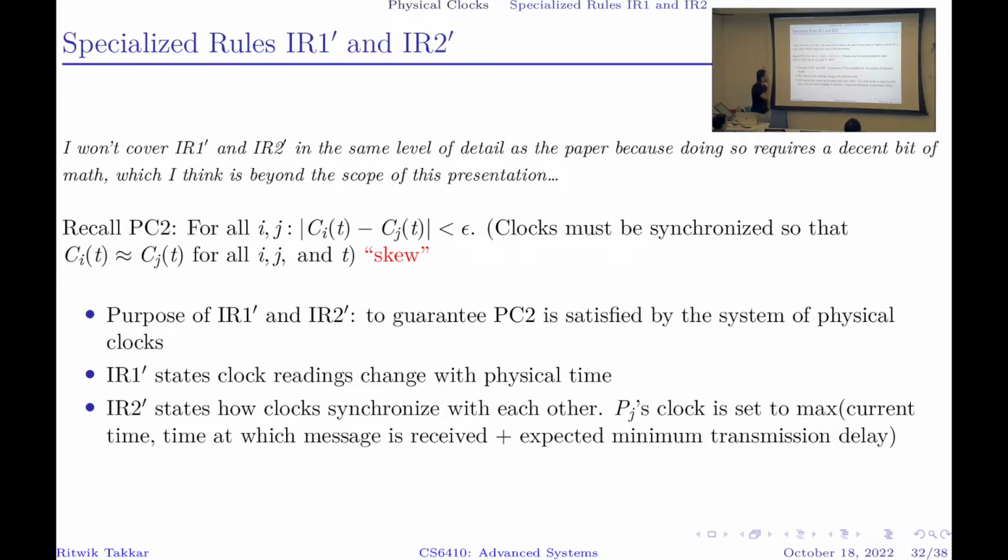So I have the physical clock condition 2 up there. And the purpose of these specialized implementation rules is to guarantee PC2 is satisfied by the system of physical clocks. The specialized IR1 states that clock reading should change with physical time, and IR2 describes how you synchronize clocks with each other. And this is how it tells you how to set a process's clock at start of time. So it chooses the max of the current time or the time at which the message is received plus the expected minimum transmission delay.